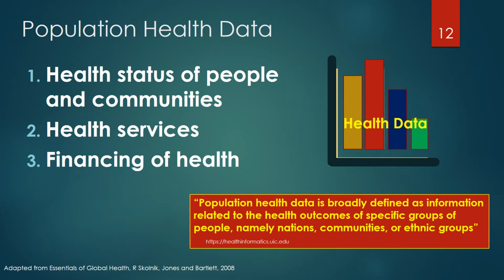One, the health status of people and communities. This category would include data on life expectancy, child and infant mortality, etc. Two, health services. This category would include data on the number of nurses and doctors, healthcare coverage, etc. Three, financing of health. This category would include data on the public's expenditures on health, the percent of national income spent on health, etc.